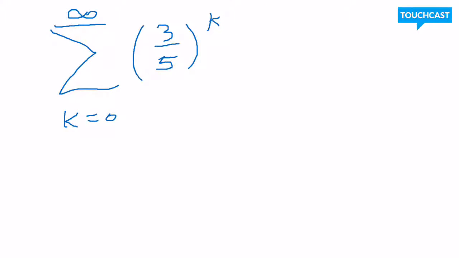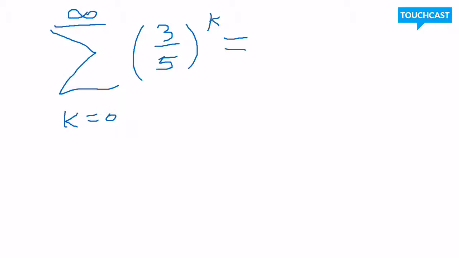So part C, I have the infinite series, which is the sum as k goes from 0 to infinity of 3/5 raised to the k power. I'm supposed to decide if this series converges or diverges, and if it converges, I'm supposed to find the sum. So again, you might be able to recognize without writing this out a little bit later, but right now if you want to write it out, this means I'm going to let k equal 0.